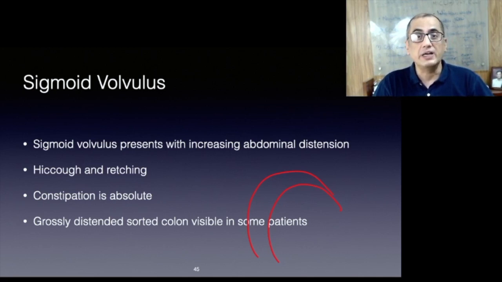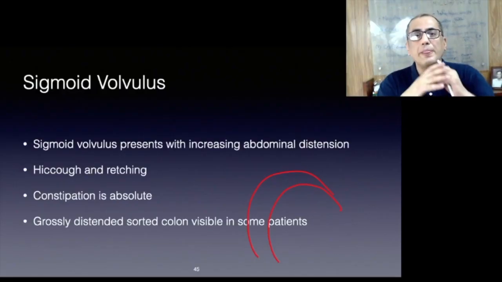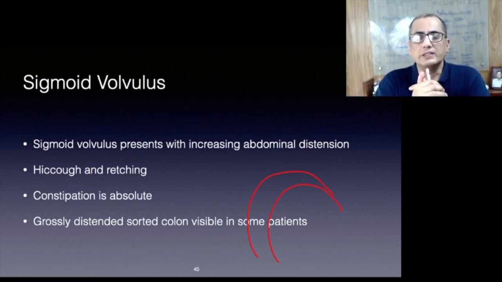In the elderly, a more chronic form may be seen. In thin patients, the grossly distended, torted left colon is visible through the abdominal wall. Now, this concludes the first part of this 2-part lecture on intestinal obstruction.